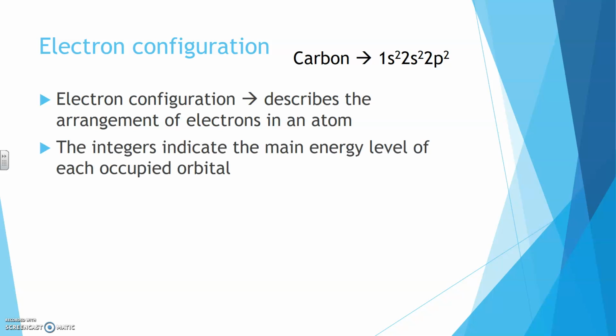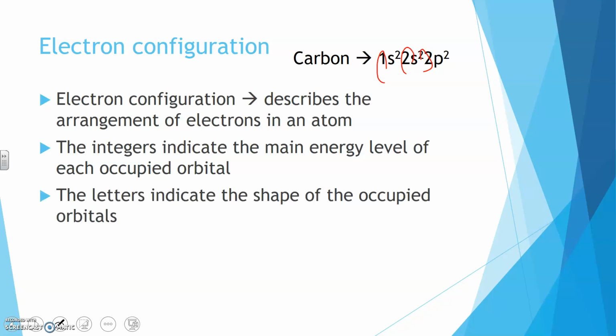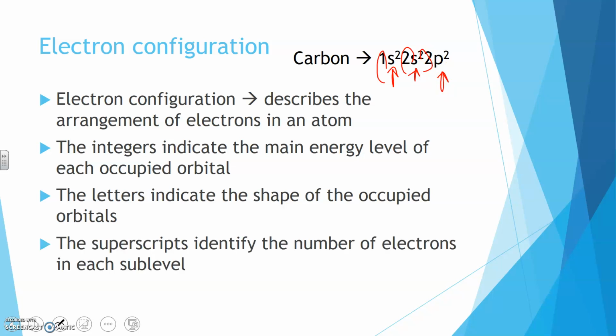The integers in front of the orbitals indicate the energy level of each occupied orbital. They do have a very specific order that these orbitals will come in. The letters afterwards indicate the shape of the orbital, which you should already be familiar with. It can be s, p, d, or f. And then the superscripts identify the number of electrons in each of these orbitals, in each of the sublevels.